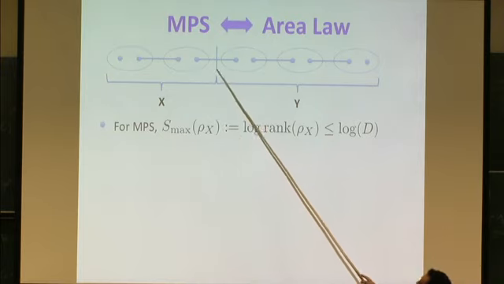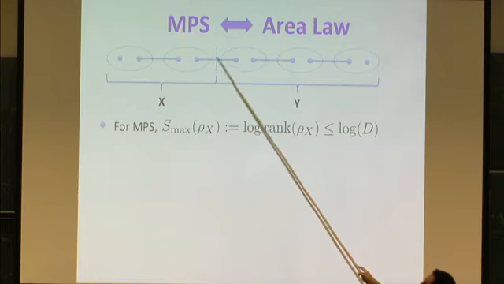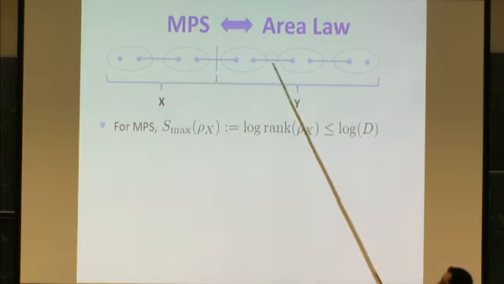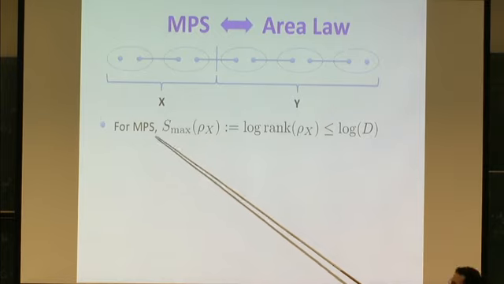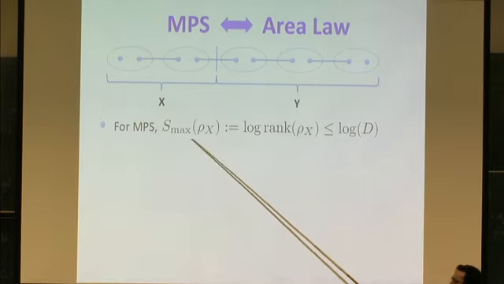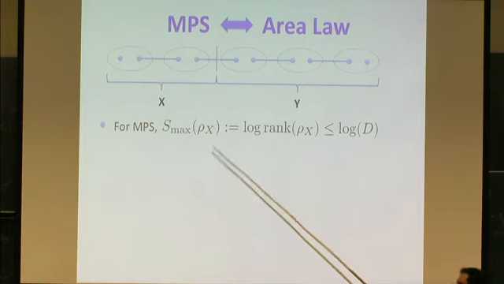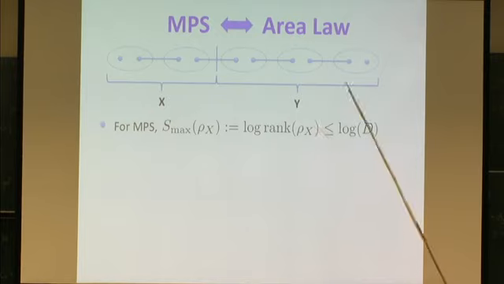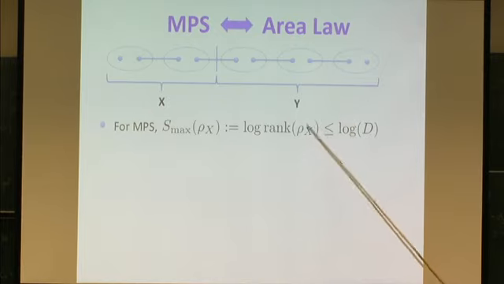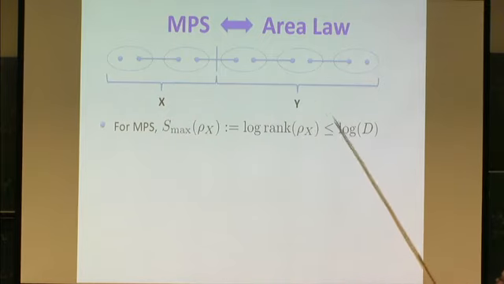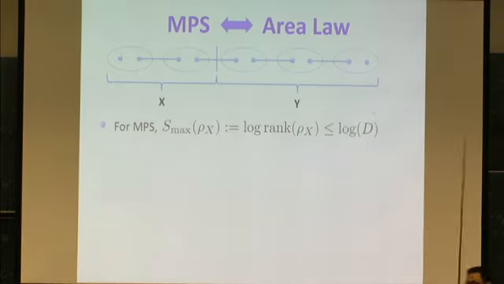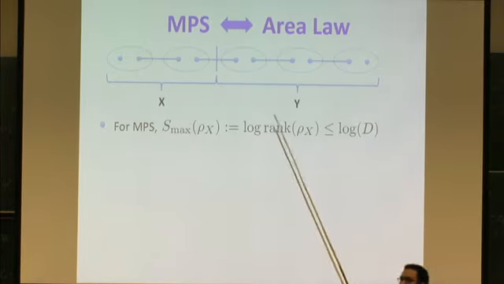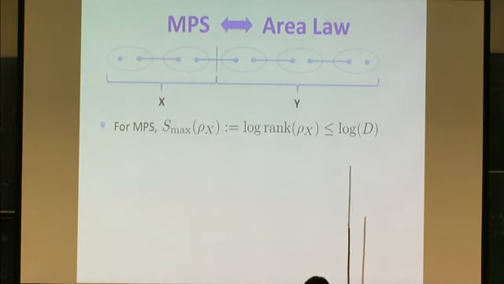So the entanglement really is only coming from this maximally entangled state here, right? What this says is, for a matrix product state, if you look at this S_max, which maybe Nilanjan will talk more about, it's really very easy: just the log of the rank of rho_x, the log of the number of non-zero eigenvalues. Then because of this construction, this is always smaller than log d. So if this is constant, this state satisfies the area law. This is what this is saying.